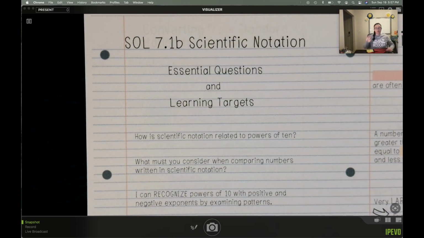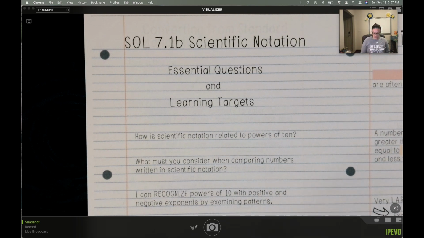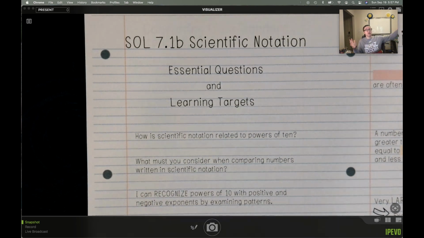Now we're going to take what we've learned with our powers of 10 and use this new thing called scientific notation. So what other class do you think we're going to see scientific notation in? Science, exactly. We use scientific notation to use these powers of 10 that we've been talking about to represent really, really big numbers and really, really, really small numbers.